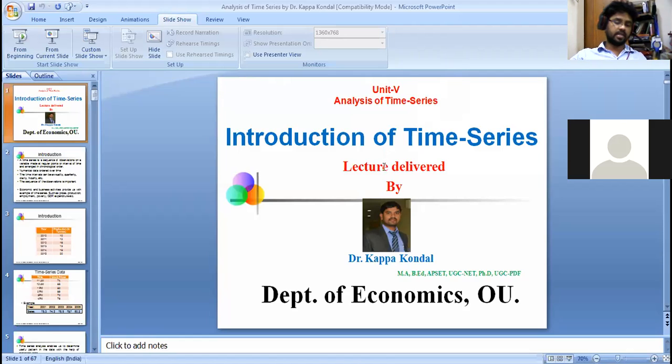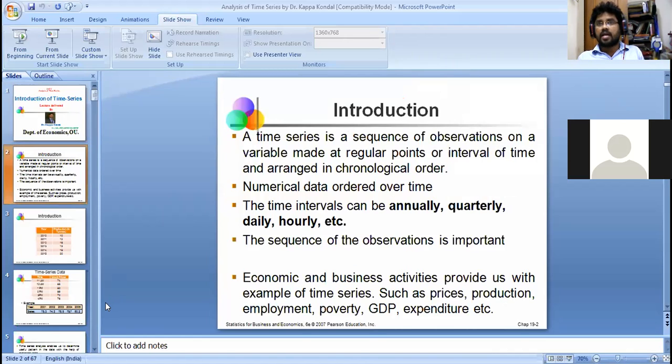Today we'll discuss a topic that is time series. In the previous class we discussed what a time series is and what the components of time series are. But we left one thing, the last one, the random variations or random components. First, let's go through the components once again, briefly.